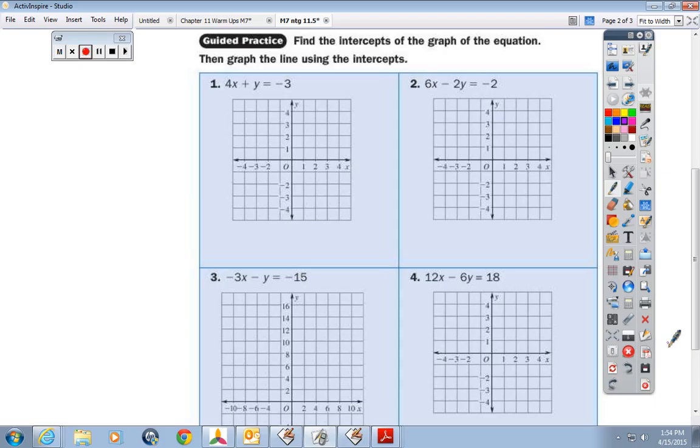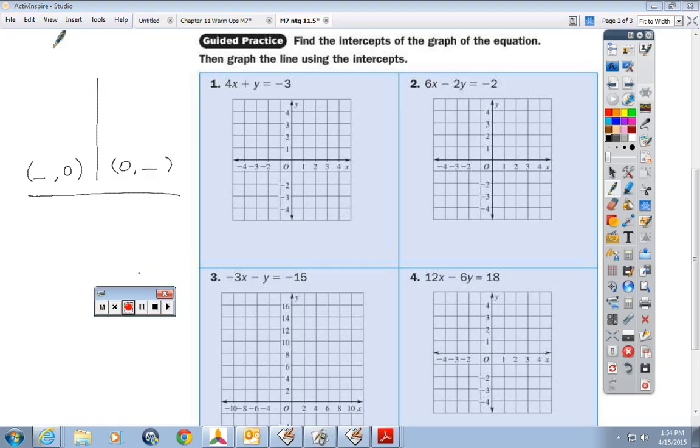You draw your upside down T-chart, and you tell yourself, okay, I know I'm going to get 2 ordered pairs. One where y is 0 and I find x. The other one where x is 0 and I find y. So I'm going to solve it twice. I'm going to write my original equation, which for this one is 4x plus y equals -3. And now I'm going to solve it 2 times.